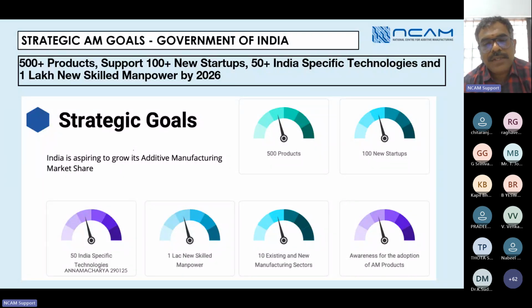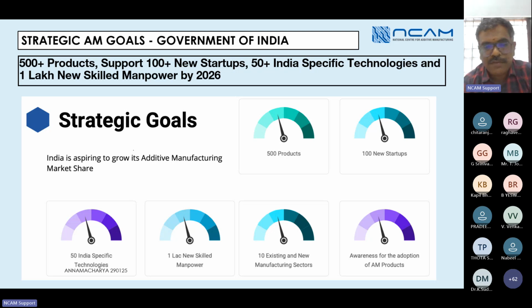And then next is 10 existing and new manufacturing sectors. This is one of the major initiatives the Government of India has taken, and we are adding these sectors to develop this. Once you adopt additive manufacturing, you get the benefits and outcomes from it, and that will lead to huge business, and the Indian economy will grow and additive manufacturing in India will grow. So this goal will lead to a huge impact. We have started identifying the sectors to adopt, and these things are already in place, and then we are moving ahead to the next things.